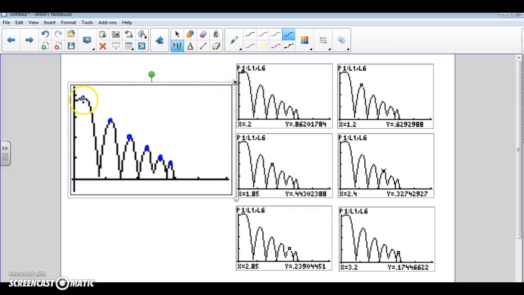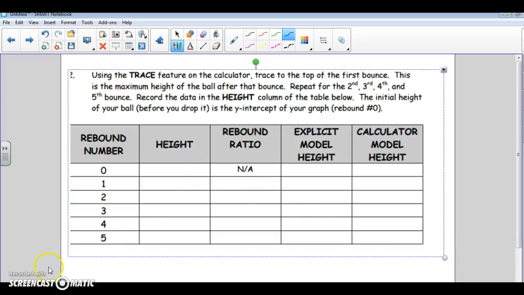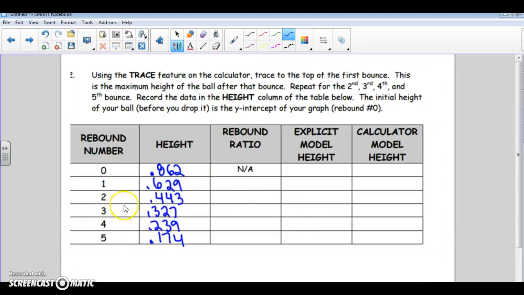So I've marked on this graph where the ball was at the top. And then I've used the trace feature on our calculator, with some more screenshots, to find the height. So these are our heights at each one. Third height, and all the way to our last height. So those are what we're going to record in our chart, the handout that was given to us by the teacher. So in our chart, we've listed the heights from the rebound of the ball.